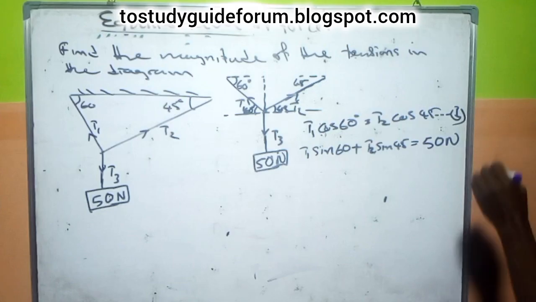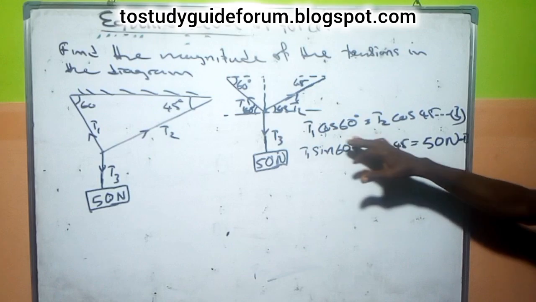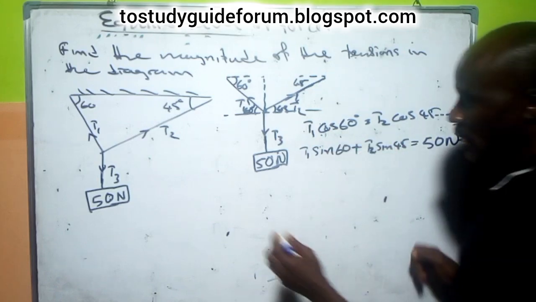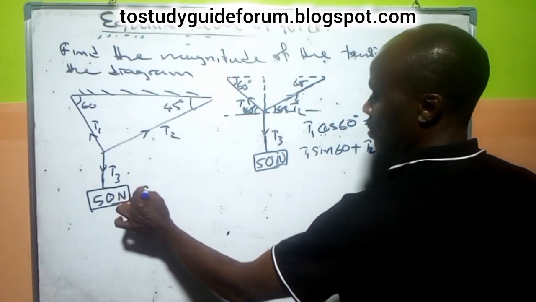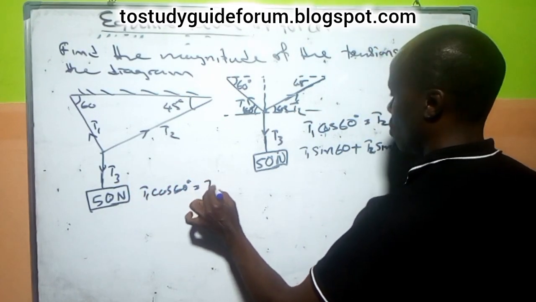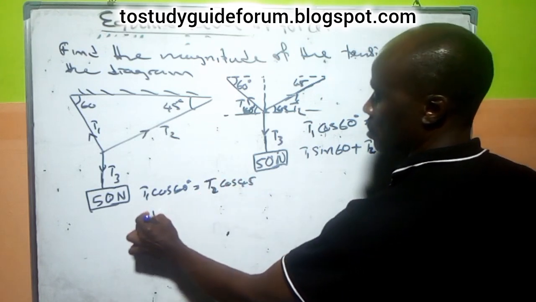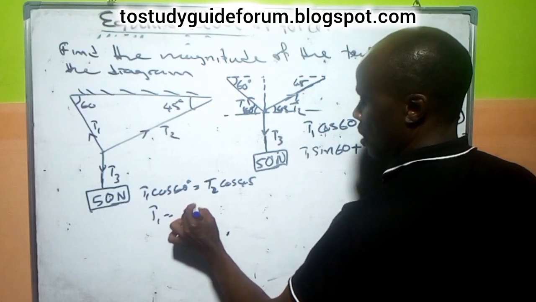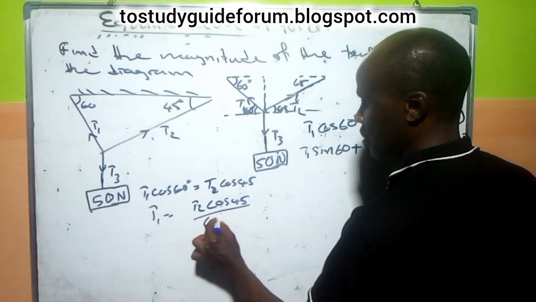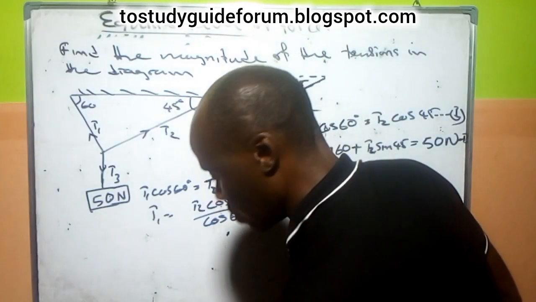So now, this is our equation 2. Now what we do is to resolve. Looking at this equation, we can make T1 the subject of the formula of that equation. Doing that, T1 cos 60 degrees is equal to T2 cos 45. So T1 will then be T2 cos 45 all over cos 60. So when we do this, let's see.